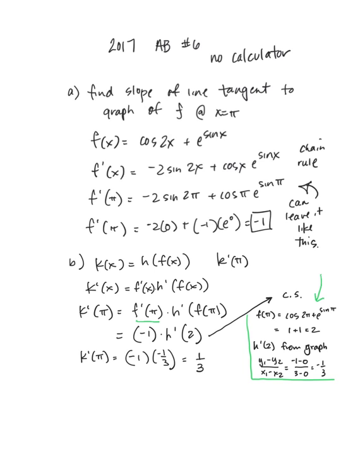Okay, here is f of pi. And then here, from the graph, if you find the slope between the points (0, 0) and (3, -1), you get a slope of -1/3. And so that right there is what was put right there.